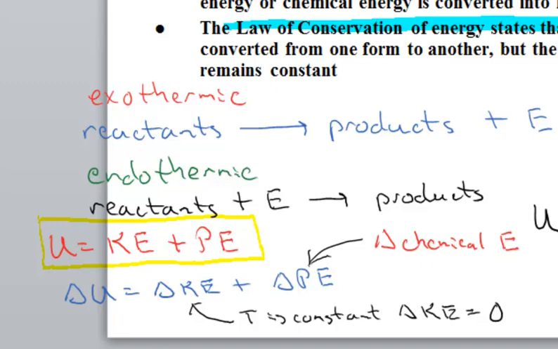In some of the experiments we're going to be doing, we're going to run them at constant temperature, and we're going to do chemical reactions and somehow collect all the heat energy that's released from a chemical reaction, and measure it. All that energy we're collecting and measuring, that's the change of chemical energy.